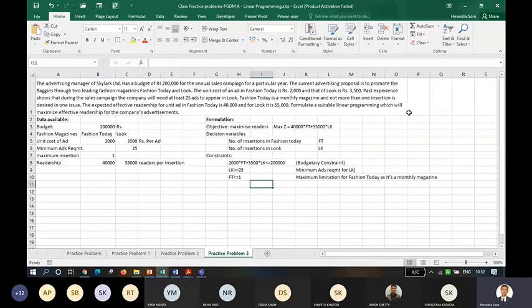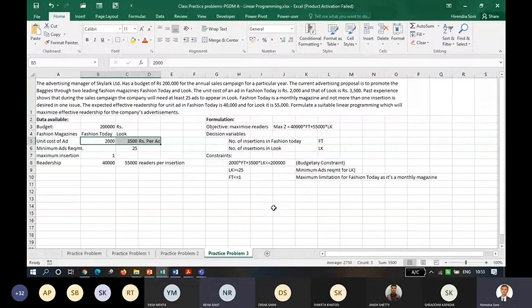Are there any more constraints? No, sir. This is your objective, this is a constraint, this is a constraint, this is also a constraint. Correct? So now you have this as your objective function and these three as your constraints. Will it get solved? Yes, sir. We'll try.